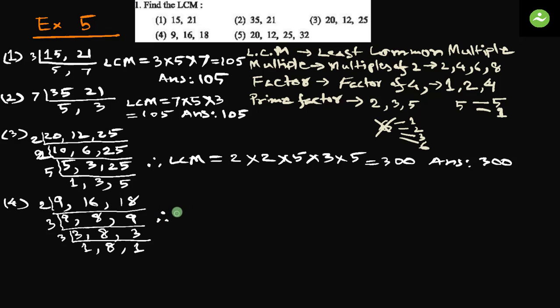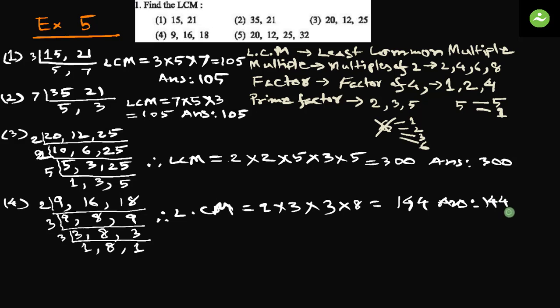Therefore, LCM, least common multiple, equals 2 into 3 into 3 into 8 into 8 equals how much? This should be 144. Answer 144.